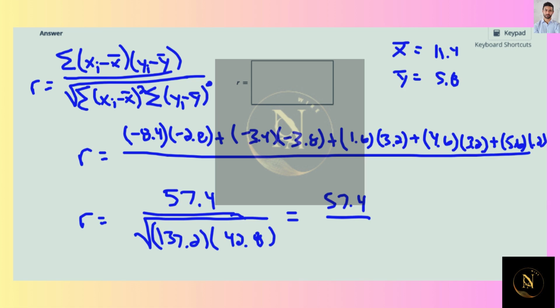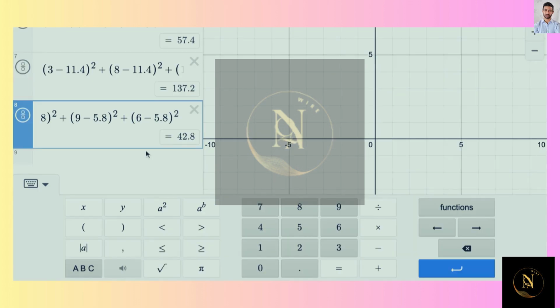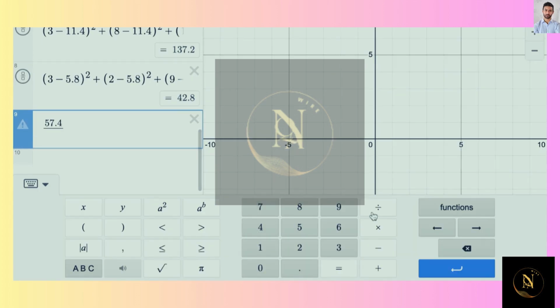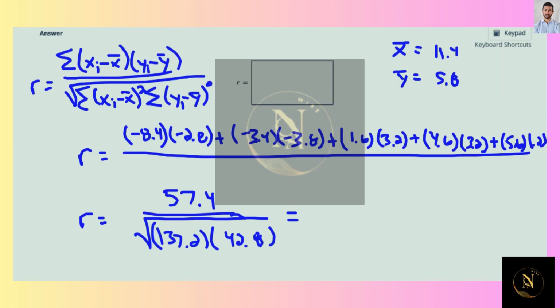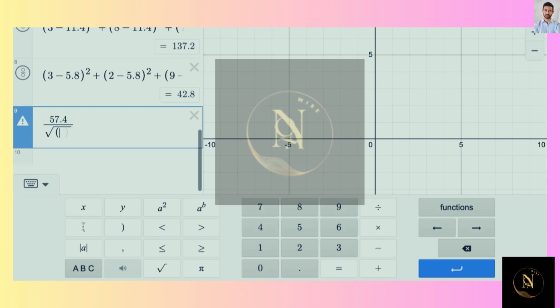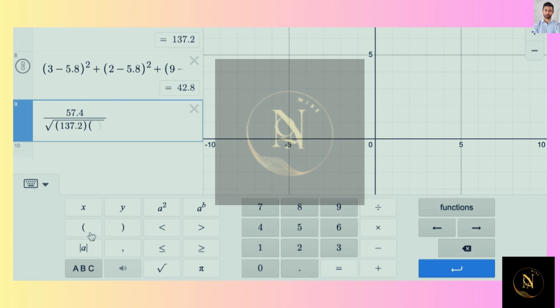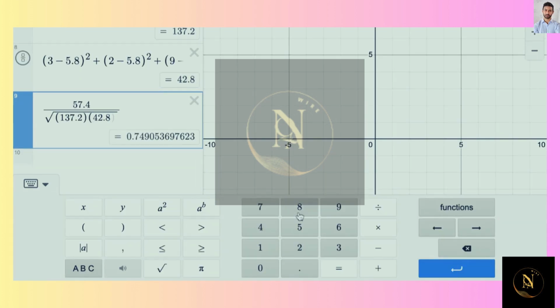And then, I'll actually just go right to the final. We have 57.4 over the square root of 137.2 times 42.8. We get point... You want the final answer to 3 decimal places. R is about 0.749.